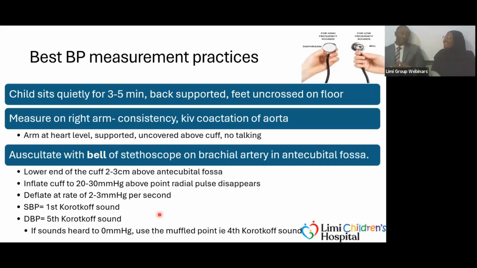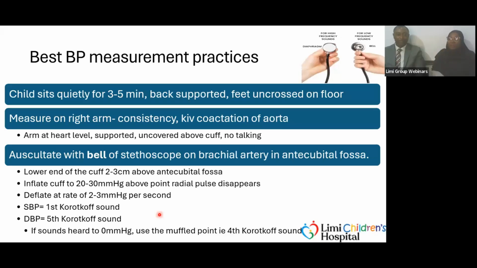Everybody measures blood pressure, and in fact, this electronic one is now removing a lot of skill. So any cadre of health worker just puts on the electronic one. No, what is the best practice for measuring blood pressure? We are talking of using a mercury sphygmomanometer. So usually the child is supposed to sit down quietly, about 3 to 5 minutes, back supported, feet uncrossed.